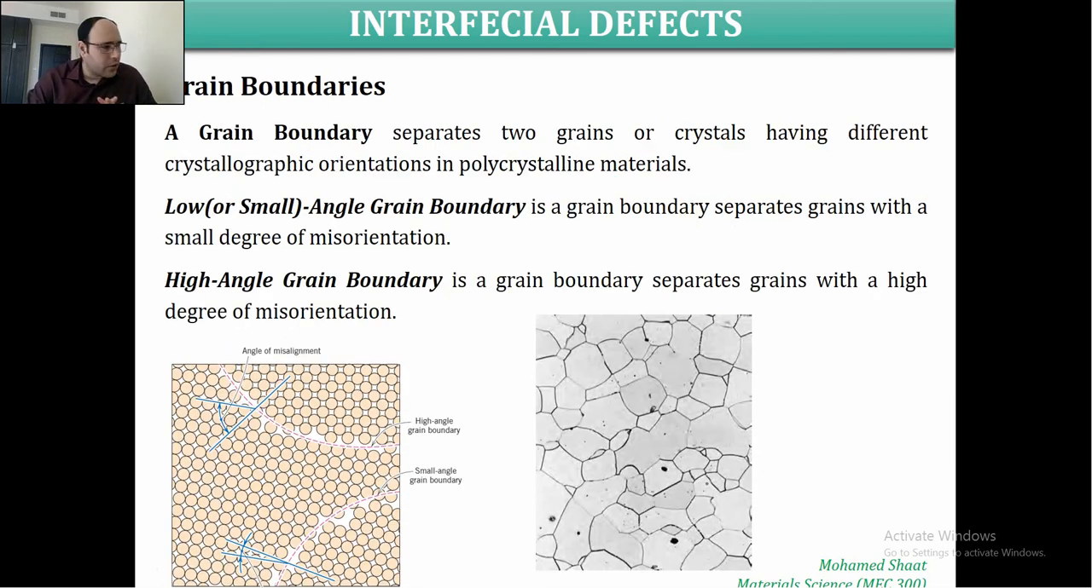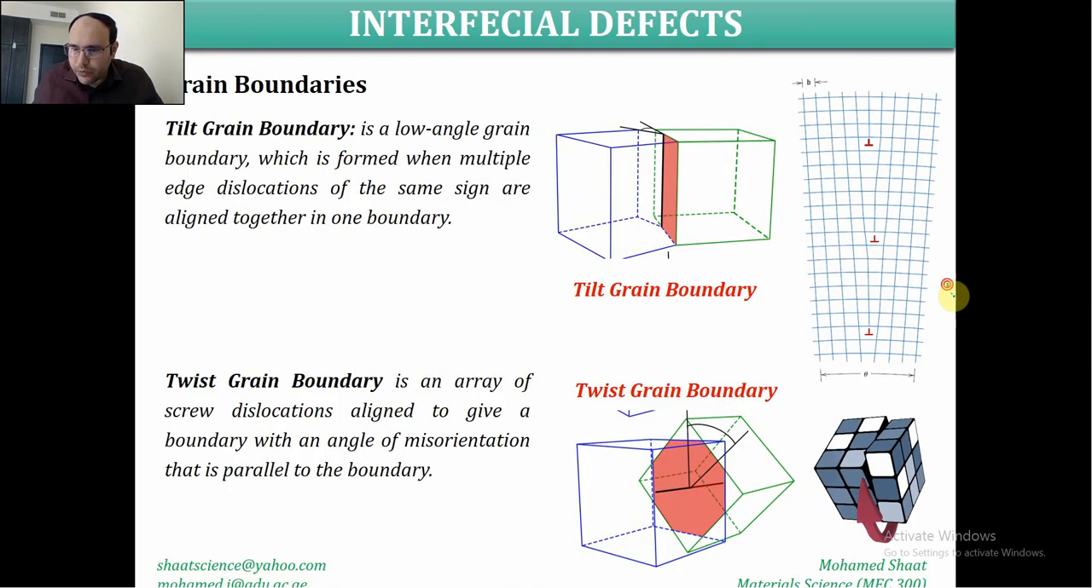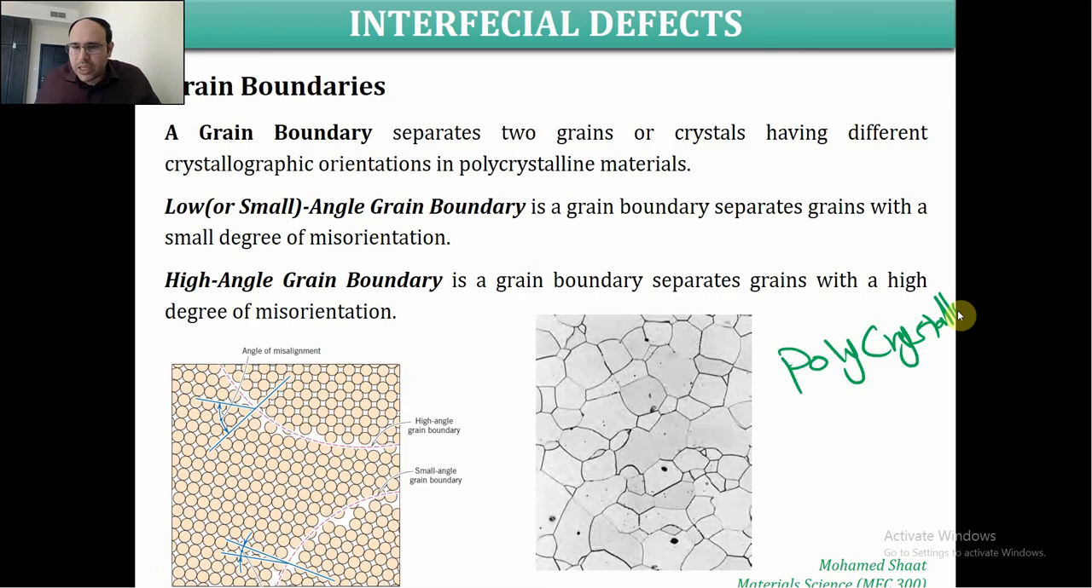Another type is grain boundaries. What are grain boundaries? It is from the name: it is a grain and it is a boundary for the grain. Any crystal, as we said, any grain, is just a crystal. For example, if we look at any polycrystalline material, this is a typical example. As we discussed before, this polycrystalline material has a granular structure. What does it mean, granular structure? It means it consists of many grains.